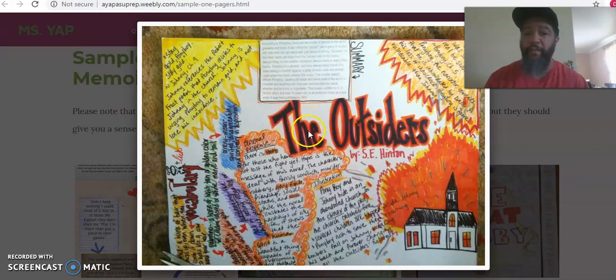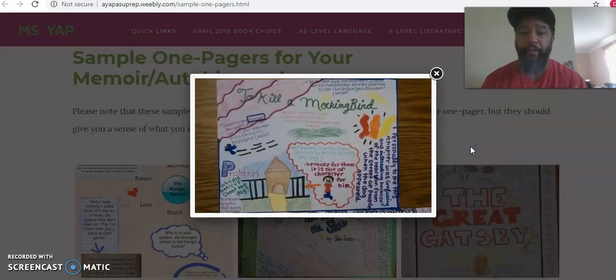This looks really nice, but it's a lot of information on here. A summary, quotes and questions, pictures. You know what I'm saying? That's what we want. Vocabulary words, quotes. Those are the type of things that we want on your one pager. This is pretty much what it'll look like. This is To Kill a Mockingbird. This one shows there's 2-3 symbols or pictures they want you to have.